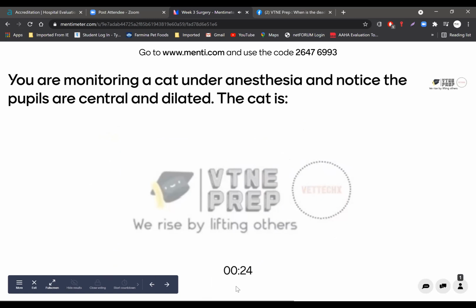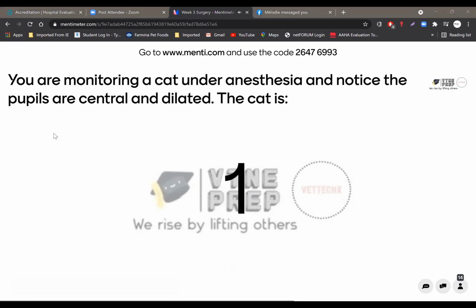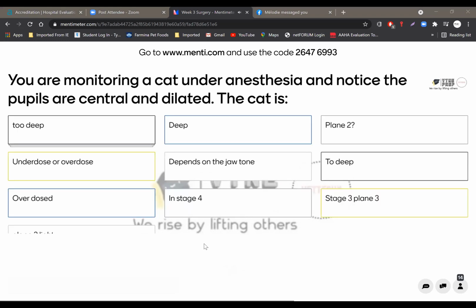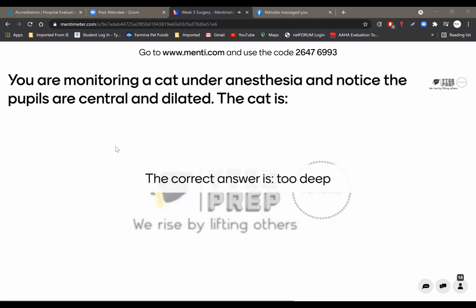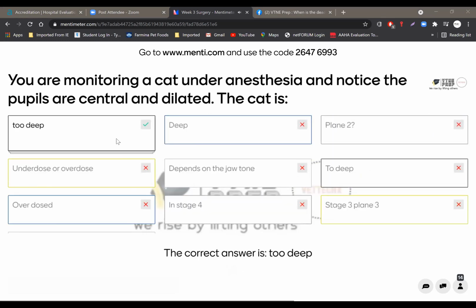The cat is under anesthesia, and you notice the pupils are central and dilated. So the cat is what? Very good. So yes, too deep. Absolutely.